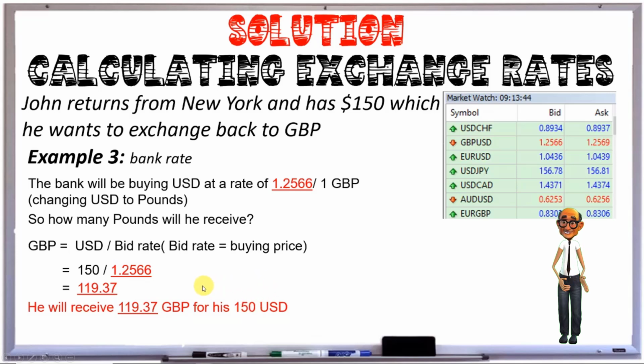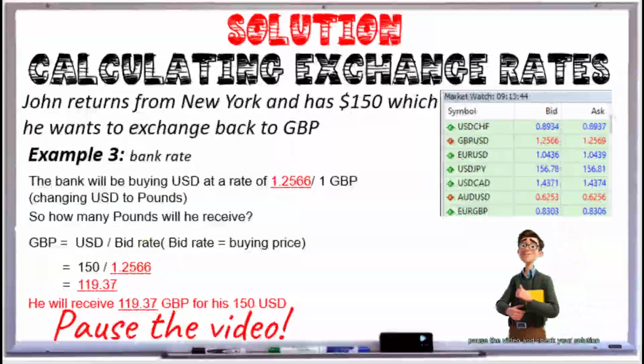You can't believe it that there was a stage when there were $2 to £1. So you can see how the fluctuation of currencies can work and how much it can affect your currency. Righto. Pause the video and check your solution.